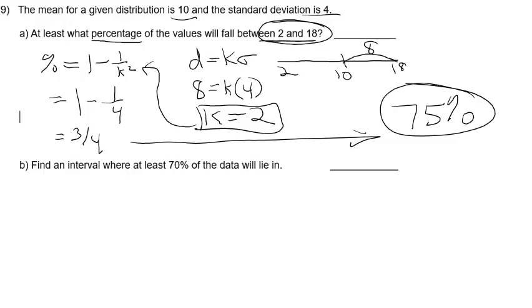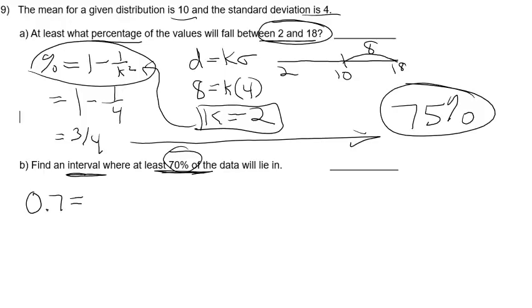Moving on to B, we now want to find an interval that contains 70% of our data. So this time, again, we do not know this is bell-shaped, so we're going to be working with the Chebyshev's formula. We're starting at this point because we are given the percentage. So the percentage is equal to 1 minus 1 over K squared. In other words, we need to solve this equation here: 0.7 is equal to 1 minus 1 over K squared.